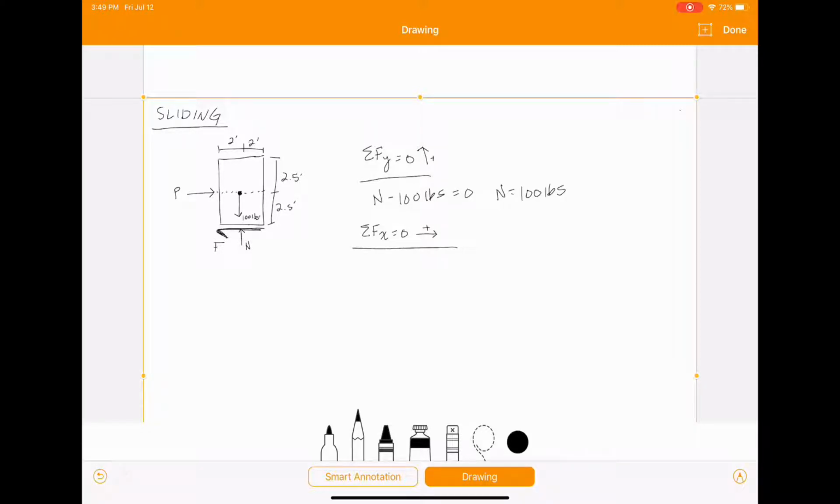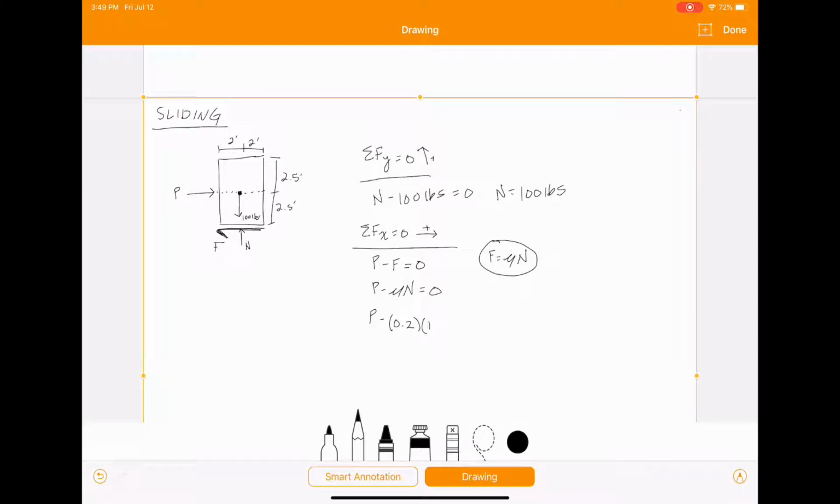And we're going to get P minus F equals 0. But we know from above that F equals coefficient of friction times the normal force. So we can go ahead and substitute this into our equation. So P minus mu times N equals 0. We know mu and we know N, so we can go ahead and plug those in.